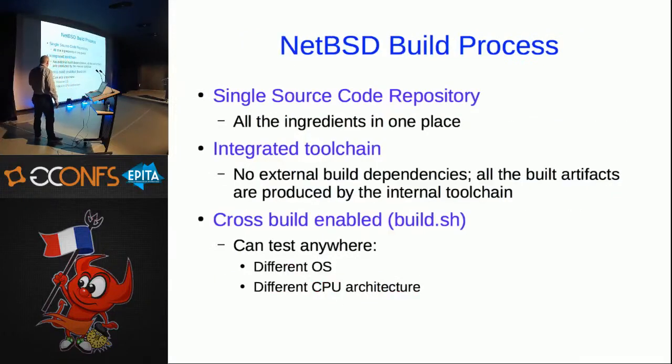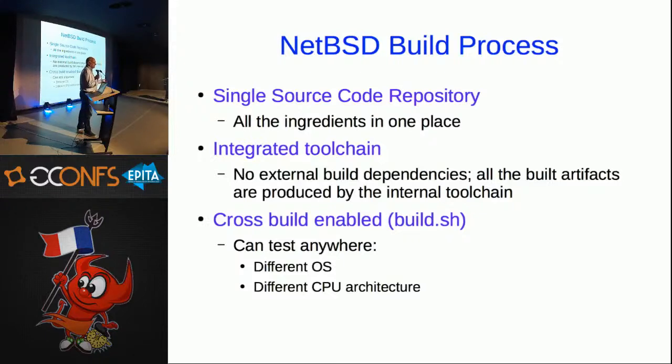I was very lucky to start with NetBSD, because it made my life very simple. People have done most of the work already. NetBSD has a single source code repository, so I don't have to go around the internet and fetch tarballs to build a distribution. There's an integrated toolchain, which means that, because people have been thinking about this, everything that builds binary artifacts participating in the end product has been toolified. That means there are no external dependencies on the operating system's tools to build things that need to be reproducible. And cross-building is enabled. Basically, I can build on a different operating system, and that's what the Debian folks do with reproducible-builds.org.